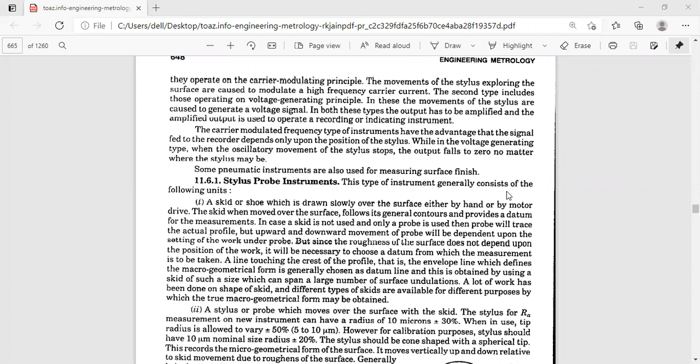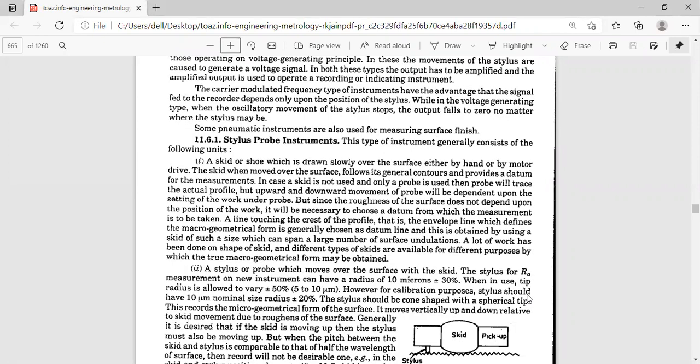Here, the skid or the stylus or probe will be moving over the surface along with the skid. That is very important. The skid should not go in one direction and the probe in the other direction. Already I told you, this we have already discussed, the last packing movement I just told you. Now, what is the radius of that particular stylus?